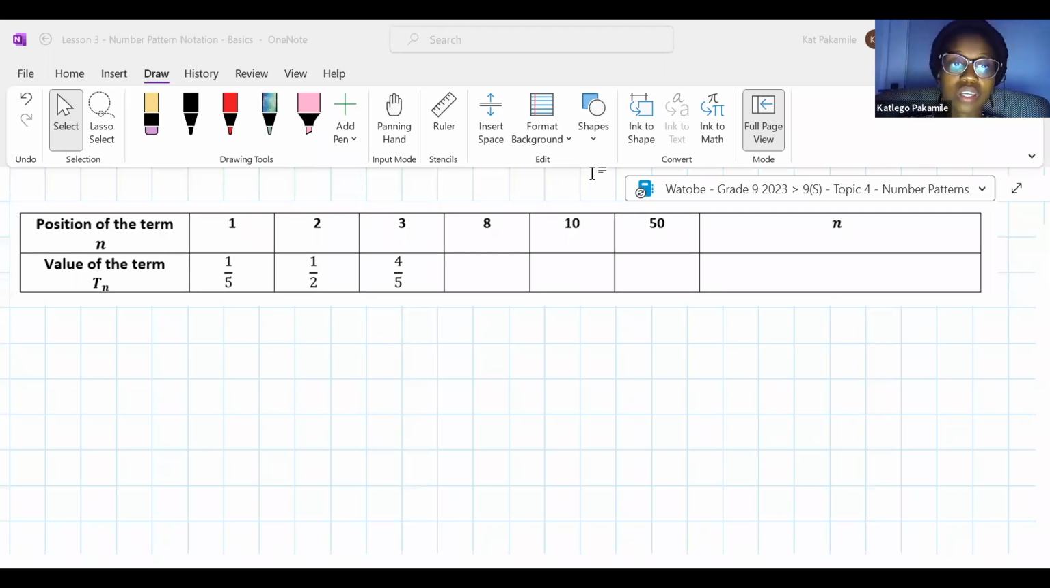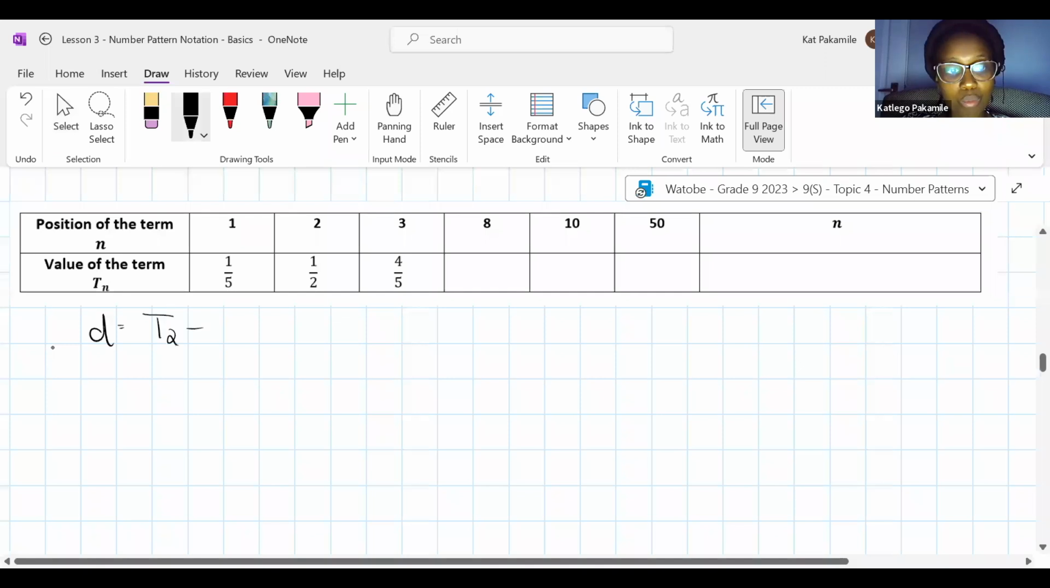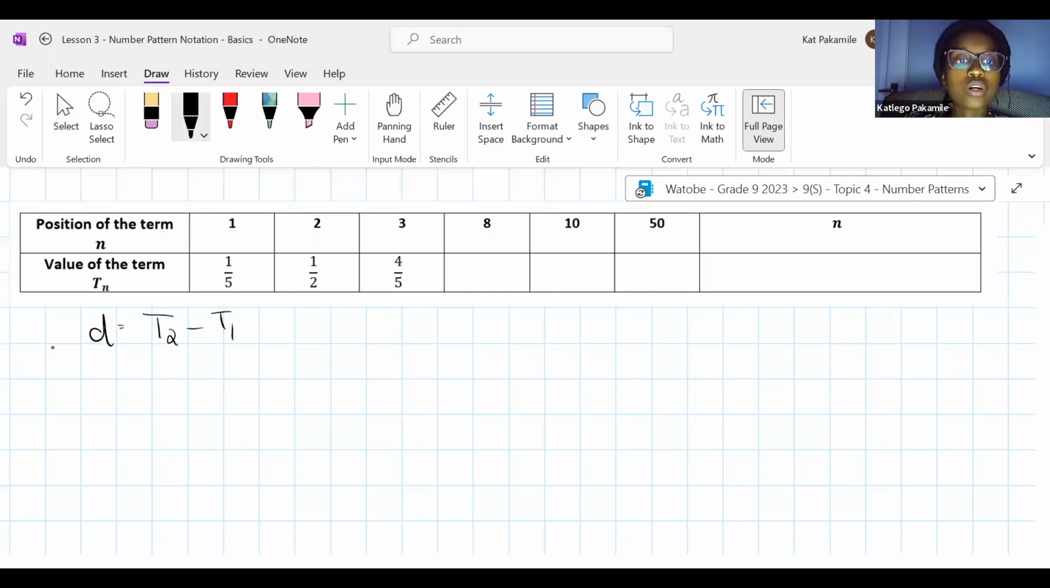Let's do this one together, guys. I know it's a little bit daunting. But let's do what we always do, okay? First thing that we always did was find the constant difference, which is either term 2 minus term 1 or term 3 minus term 2. I promise you guys they'll give you the same answer. So tell me, what is our constant difference?